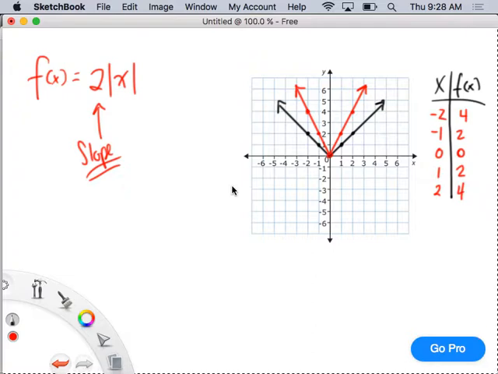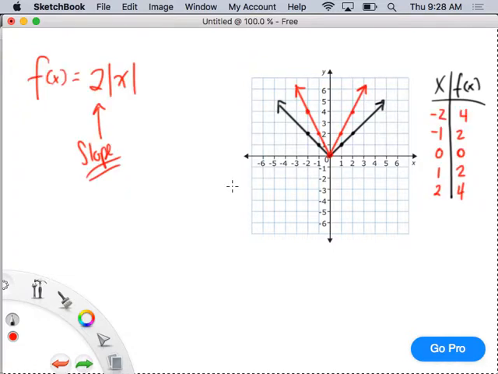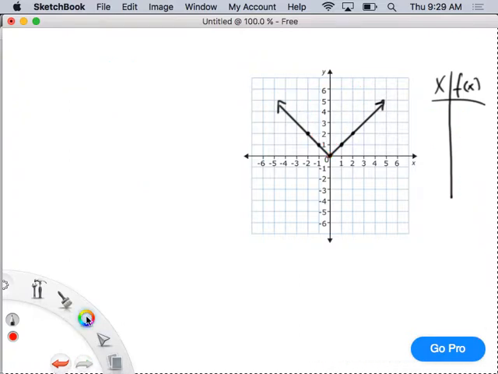So usually there was no number, so it's just 1, and my slope is just 1. But now that it's 2, the slope is 2. You guys got that? Okay. Can I delete that? Is that okay? Okay. Next one.